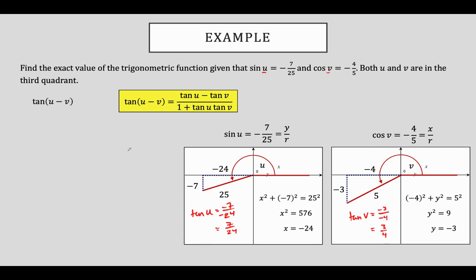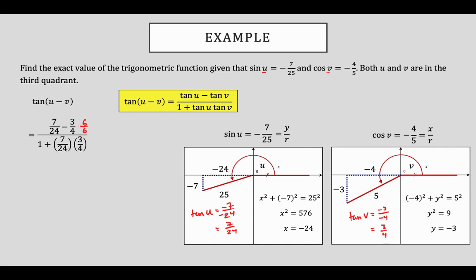So plugging this into our formula now, we have 7 over 24 minus 3 over 4 divided by 1 plus 7 over 24 times 3 over 24. Now we can begin to simplify. If we're going to subtract the two fractions in our numerator, we have to get a common denominator. We can multiply this fraction by 6 over 6. That will give us a common denominator. 7 minus 18 leaves us with a negative 11 over 24 in the numerator.